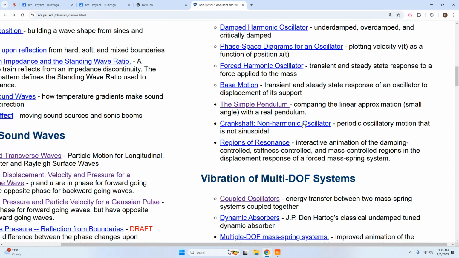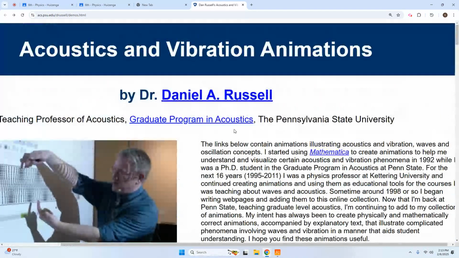If you want to find this source out there, you just type in acoustics and vibration animations. You could probably spend an hour looking at all the various simulations. I don't have time for that, but if you'd like to do that, it's there for you.